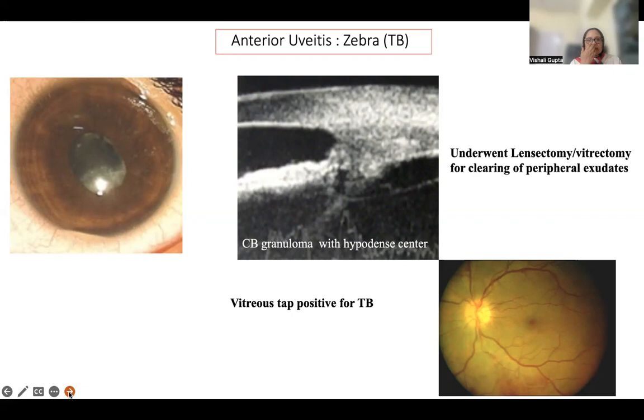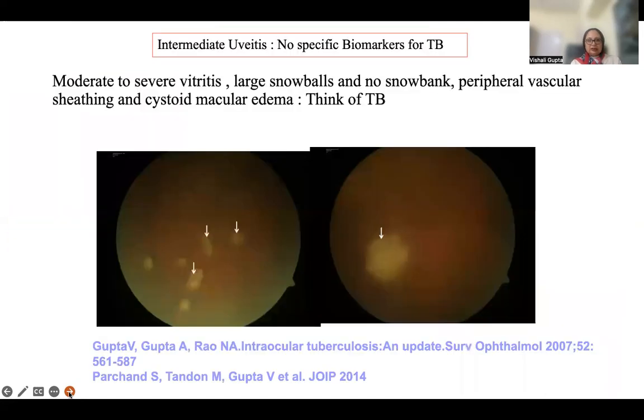So these zebras are actually not very classical phenotypes. They are atypical. So in such situations, you could pay attention to a positive test like IGRA in this instance.